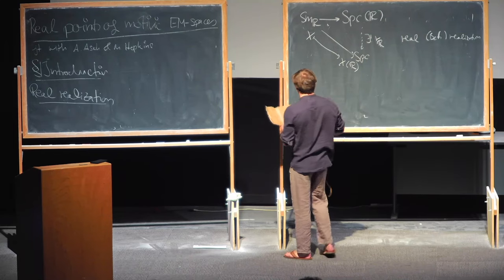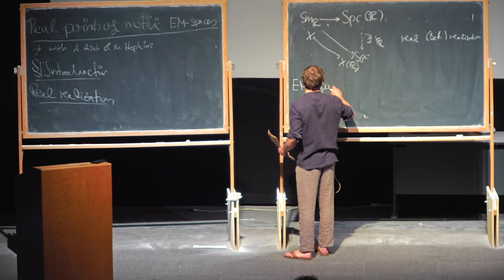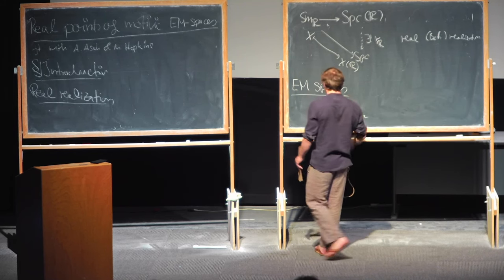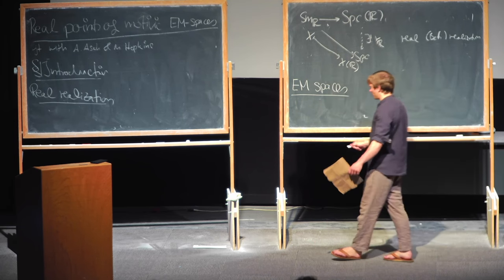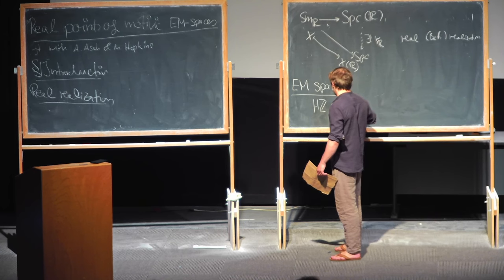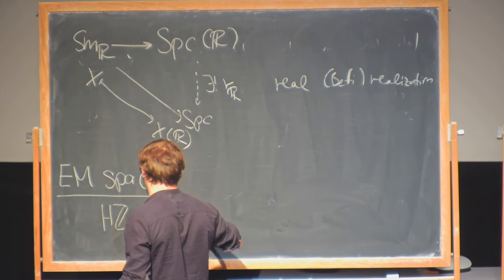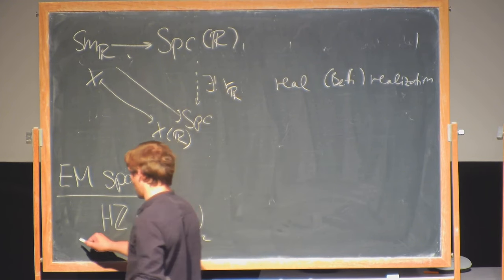Then we have to talk about these Eilenberg-MacLane spaces. Here, I want to say even less. What I will say is that there is a spectrum called HZ, which exists in the category of motivic spectra, which I think we've also seen a bunch of times now. It's called the motivic Eilenberg-MacLane spectrum.